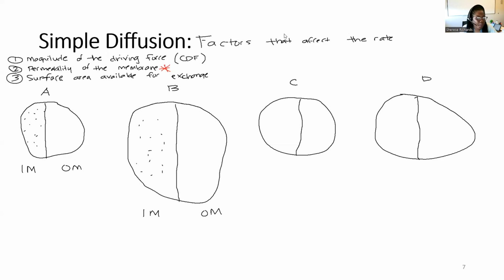Okay, who can tell me which of these two scenarios what the concentration gradient will look like? What's the movement going to be happening? From left to right or right to left?